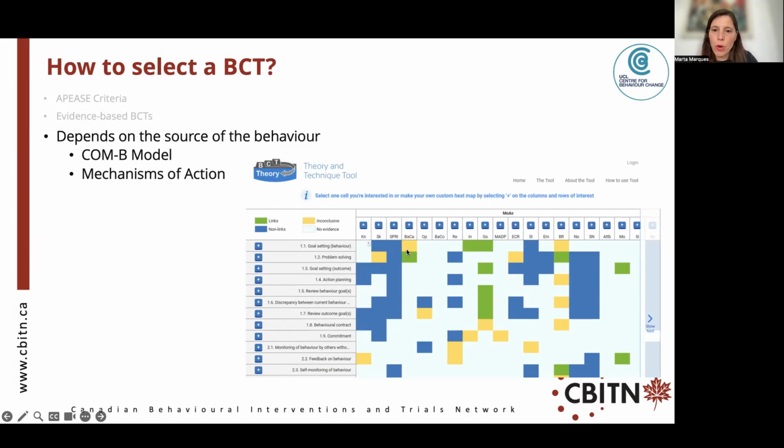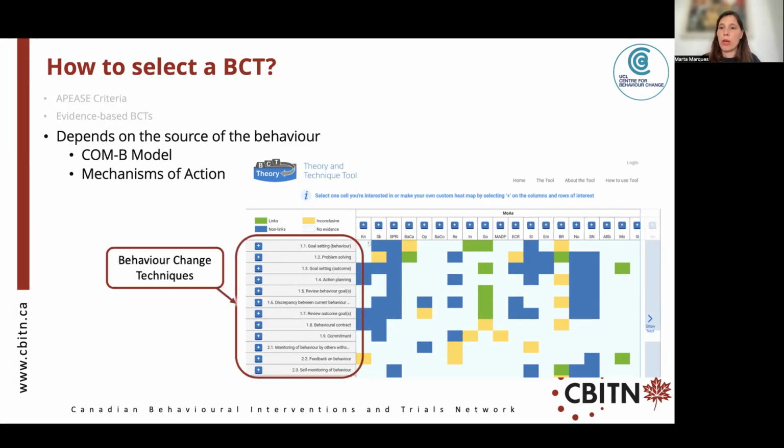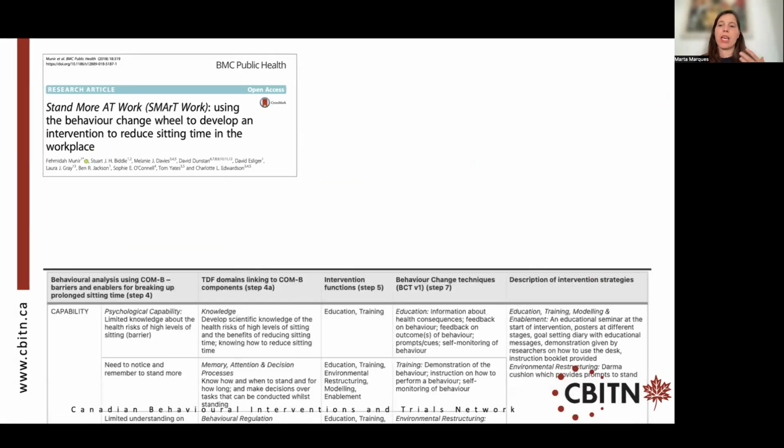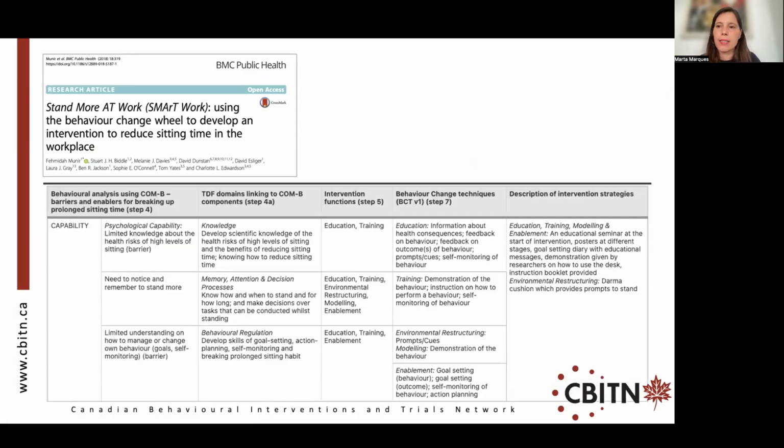Then if you move to others, for example, beliefs about capabilities, where you have the BCA, problem solving has a link with beliefs about capabilities. So if you scroll around the tool on the website, you will see where there are links or no links, and this will help you in identifying which behavior change techniques could be more important.